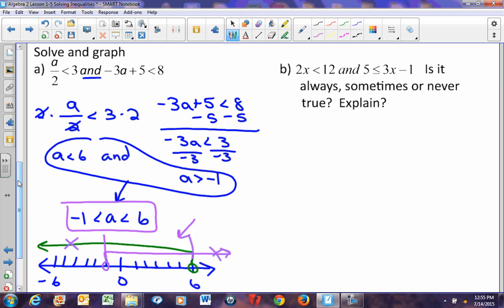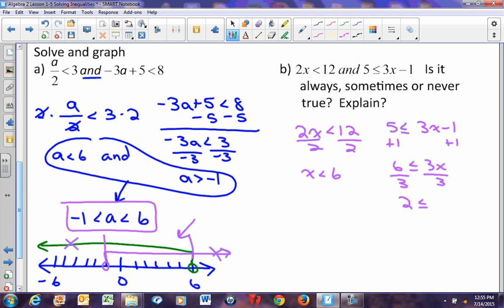Right, let's look at the second one. 2x is less than 12, and 5 is less than or equal to 3x minus 1. So 2x is less than 6. Add 1 here, add 1 here, 6 is less than 3x, divided by 3, divided by 3. 2 is less than or equal to x. So x is greater than or equal to 2, but less than 6, because there's an and in here.